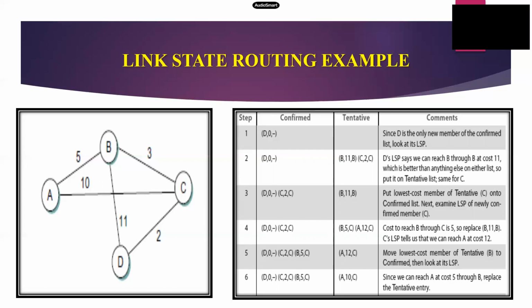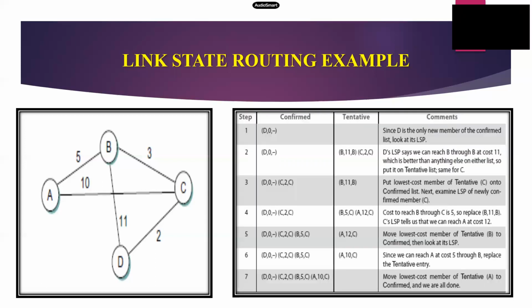So that's all. We have visited all the nodes. Now what is available in the tentative list will be moved to confirmed state. So the last step: D visited, C visited, and B also visited. Then finally A also visited. So this is the way to find out the link state routing example. Thank you.